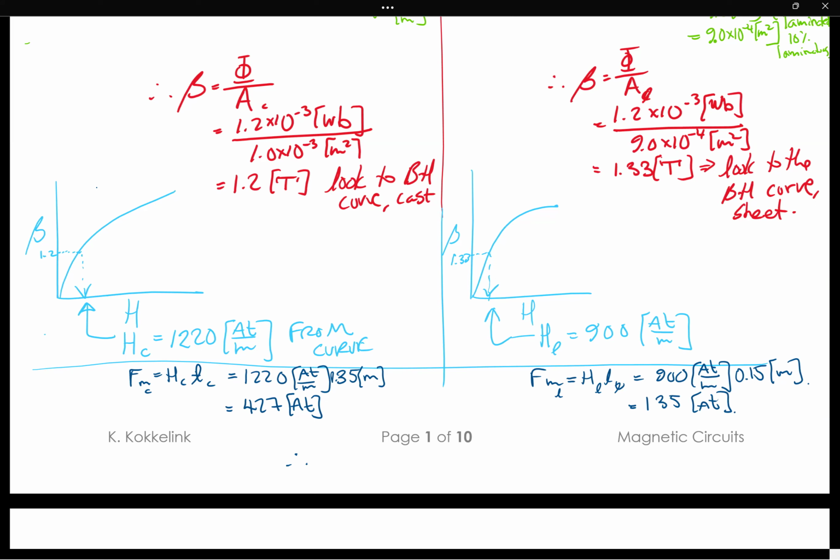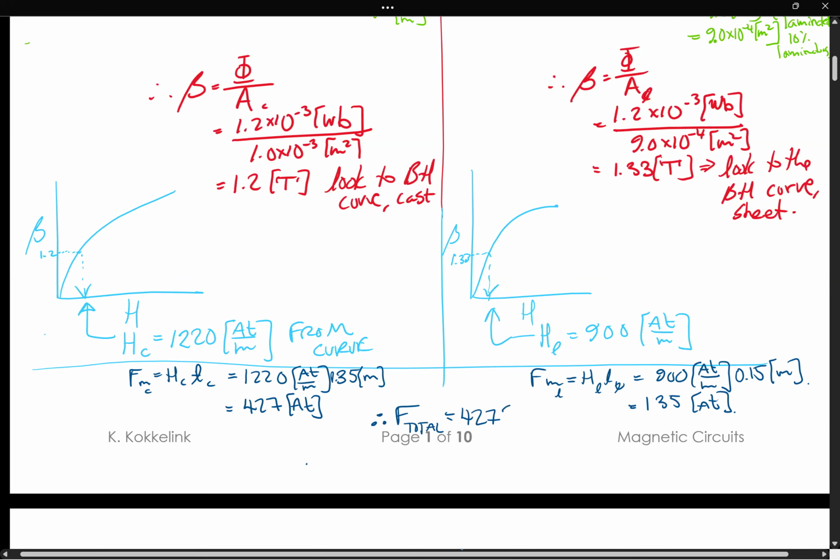Now, therefore, the force of the entire circuit is, having trouble writing down there. Therefore, force total. Oh, we have run out of time and space. Total is equal to, and I'll just shortcut it here, 427 amp turns plus 135. Hopefully you're following me. It's just the sum of these two that we just wrote. And the F total is 5.6 times 10 squared amp turns.